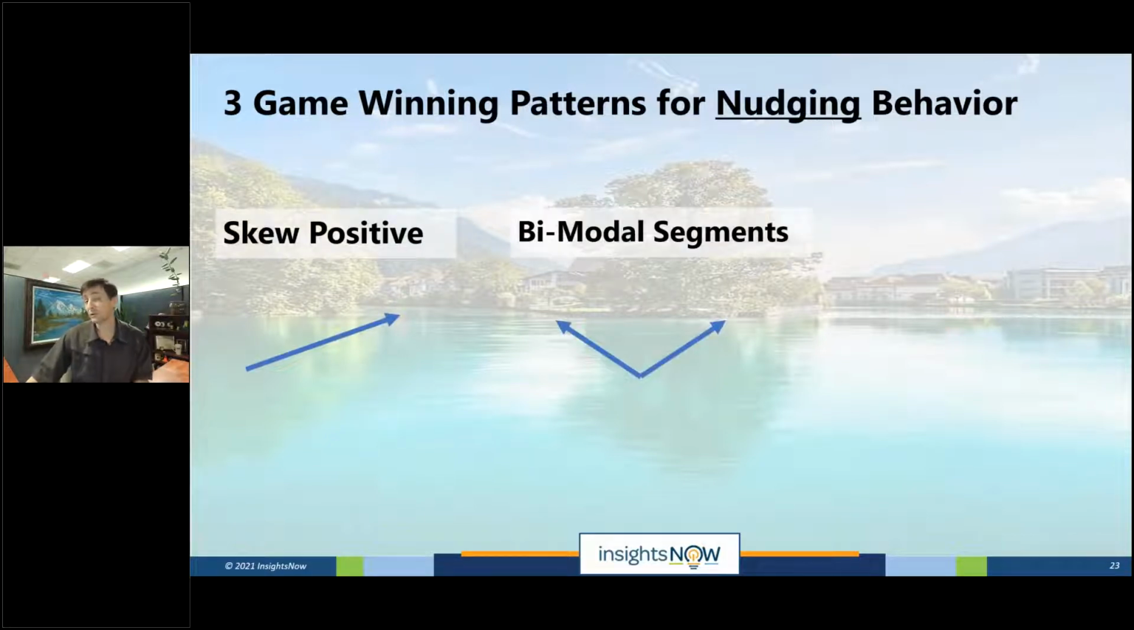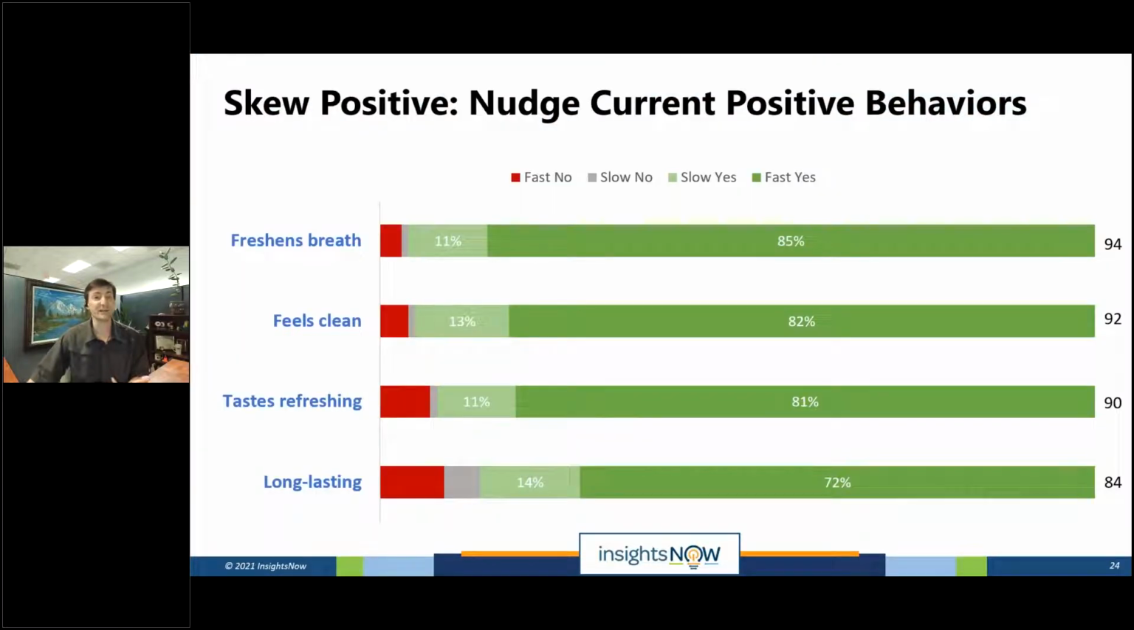There are going to be bimodal segments that are valuable in understanding nudge behavior, and there are going to be skew negative situations. Let's take a look at each of those.